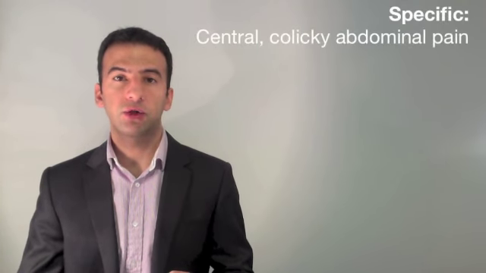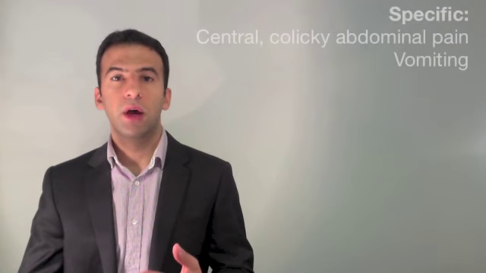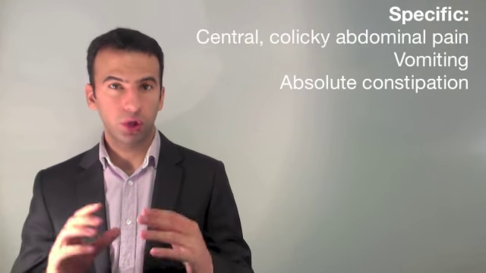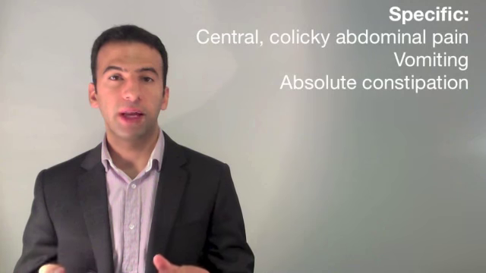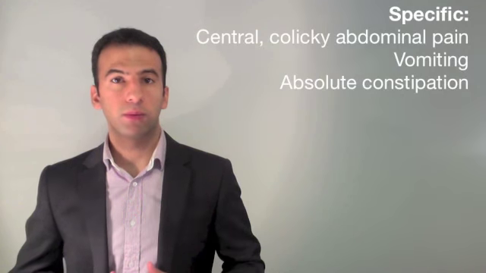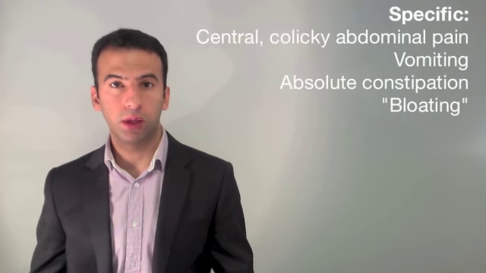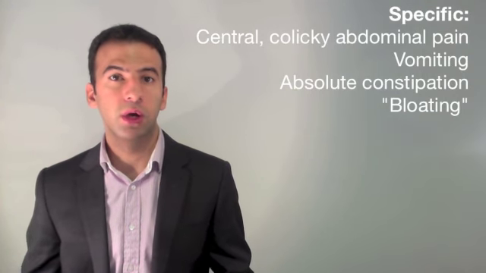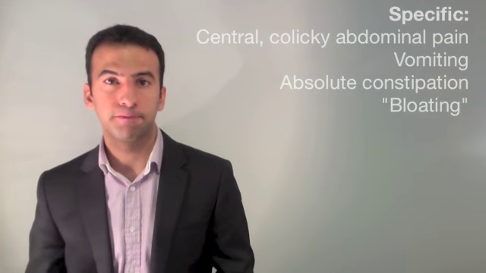So what's in your typical history of someone with small bowel obstruction? Well, this is abdominal pain, that's central and colicky in nature, vomiting, and absolute constipation, which is not just not passing stools, but also failure of passing wind, so no flatus. Now, often these patients may complain of feeling bloated as well. Now, this depends on how much small bowel is dilated, and that depends on at what level the obstruction is.